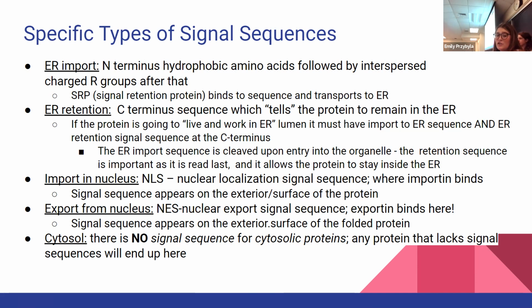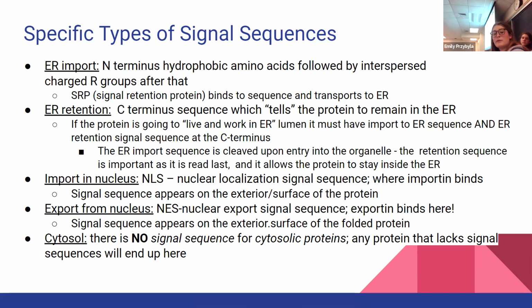Then there's the ER retention sequence. I mentioned earlier that the ER import sequence will bring it to the ER, but if you want the protein to stay in the ER and not go through the secretory pathway, you also need a retention sequence. So this is what's at the C-terminus. And after the entire protein has been synthesized by the ribosome, that sort of tells the cell that the protein is going to stay and work in the ER. So if there's just an ER import sequence, it will not stay in the ER.